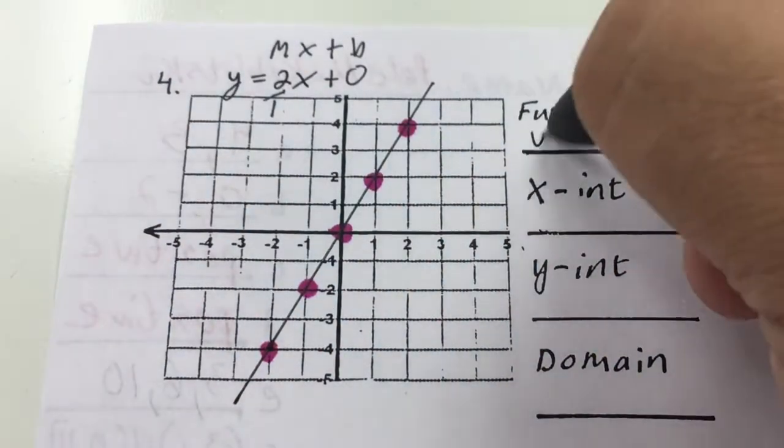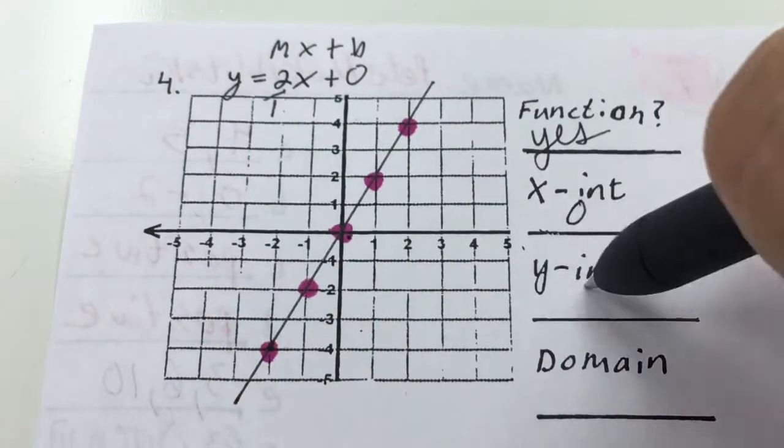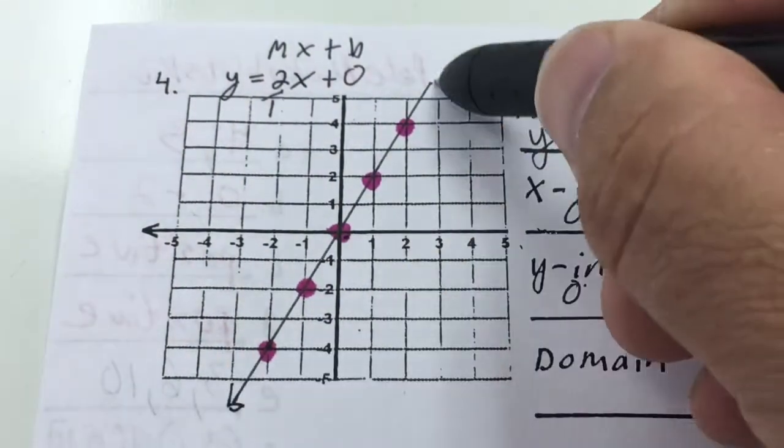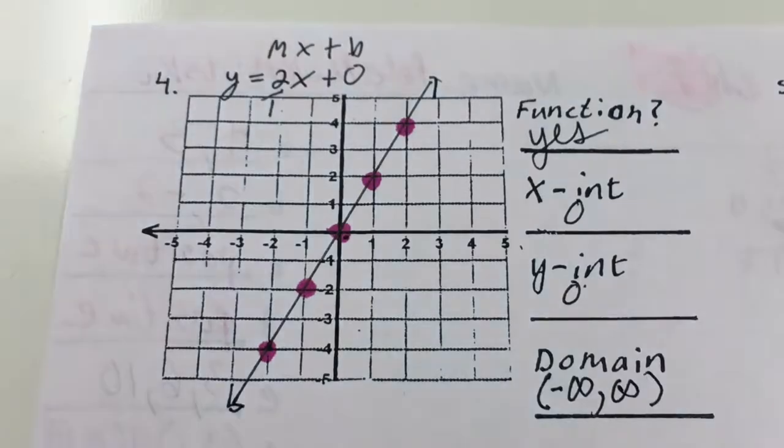Answer the questions. Is this a function? Yes, it passes the vertical line test. The x-intercept is 0, the y-intercept is 0, and the domain goes forever to the left and forever to the right. So that's going to be negative infinity to positive infinity.